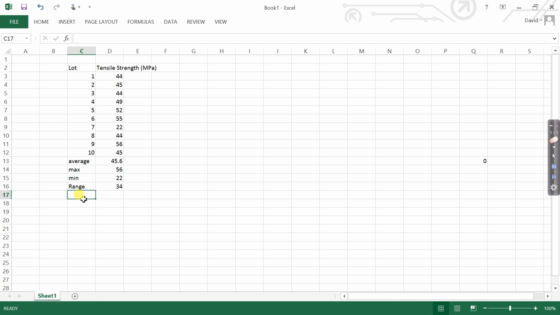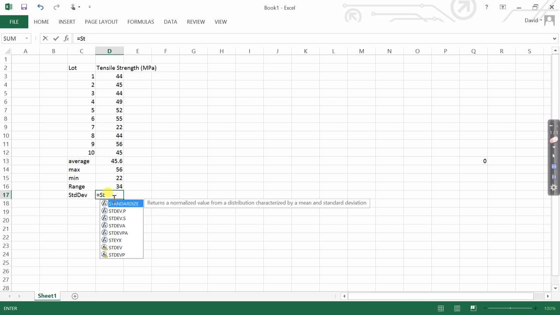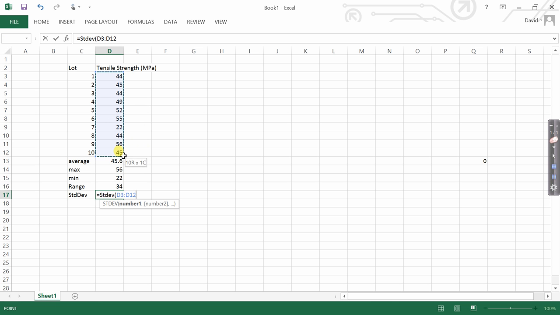If you want to know the standard deviation, I type standard deviation there, and then here I enter the formula. So STDEV, there are several types of standard deviation. We just want STDEV, and okay, scroll down, highlight the same values, close parentheses and hit enter. So now we know the standard deviation is 9.5 megapascals.